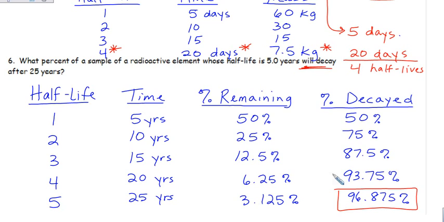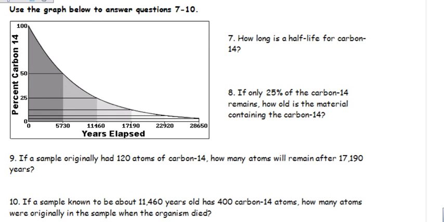And so again, if you needed to jot anything down, feel free to pause the video at any time and get what you need. Before moving on to this last part, I really like this graph. We're going to use this to answer questions 7 through 10. This graph is of carbon-14, a radioactive unstable form of carbon. It's plotting the percent of carbon remaining versus time elapsed. How many years have gone by?